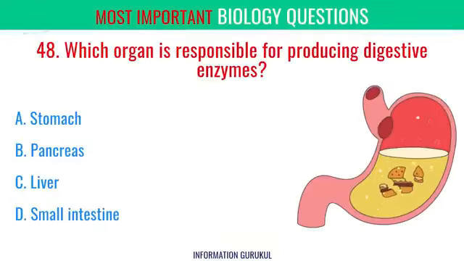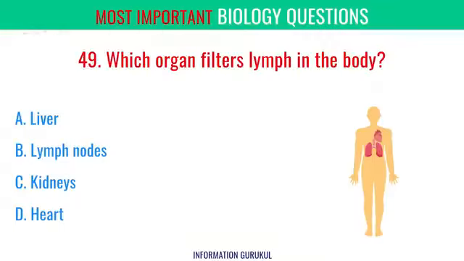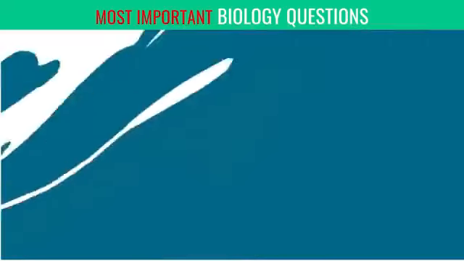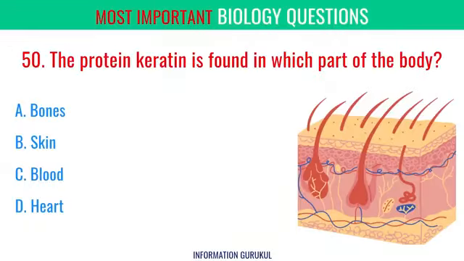Which organ is responsible for producing digestive enzymes? Pancreas. Which organ filters lymph in the body? Lymph nodes. The protein keratin is found in which part of the body? Skin.